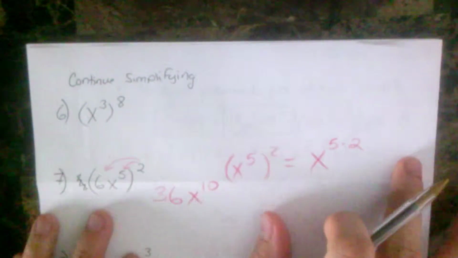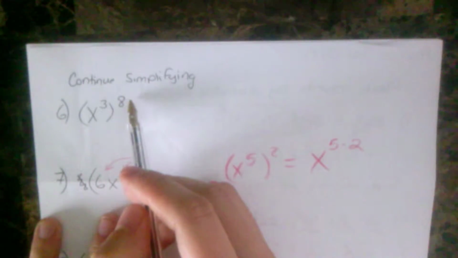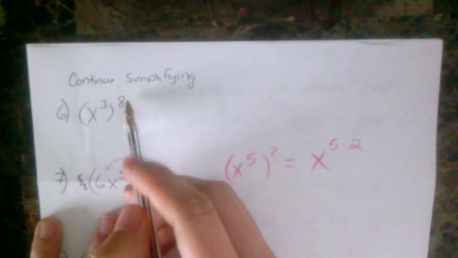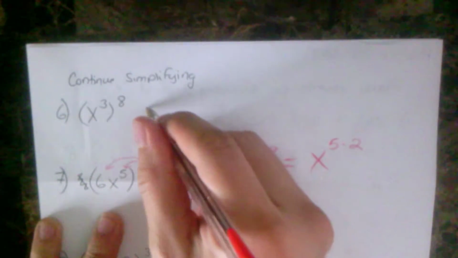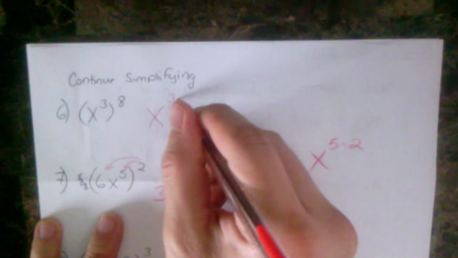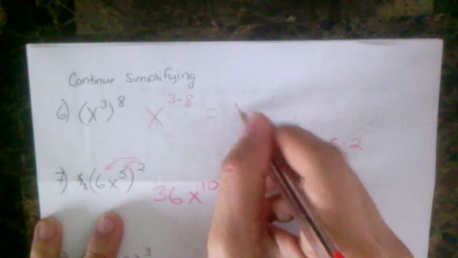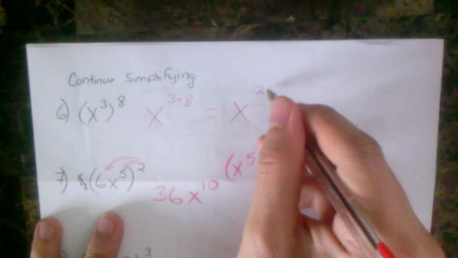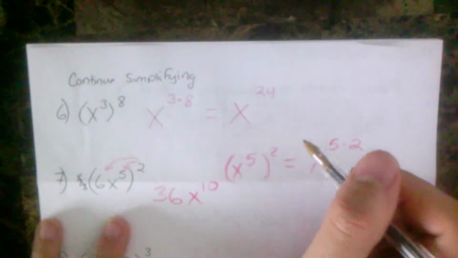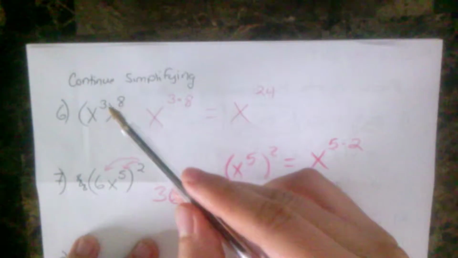Over here, this one's the power rule. So instead of multiplying, we're going to take the power of a power. So x to the third to the 8th power. When I take the power of a power, what you're going to do is take those numbers, 3 times 8, and you're going to get x to the 24th power. Okay? And again, all you're doing is multiplying your powers.